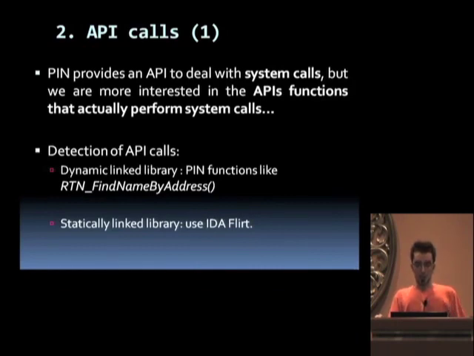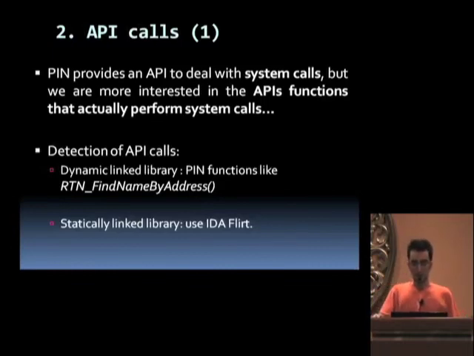There are two cases. The first one is when your API function is inside a dynamically linked library. In this case, we use a PIN function, which is this one, RTN_FindNameByAddress. You pass to this function an address, and I don't know how it is really implemented as PIN is closed source, but I assume they parse the export table of the corresponding module and give you back the name of the function which is at this address. And if there is no function beginning at this address, they give you back a standard name. So what we do while instrumenting the Switzer packer, every time there is a call, we check if the called address has a name which is not a standard name. If that's the case, that's an API call.